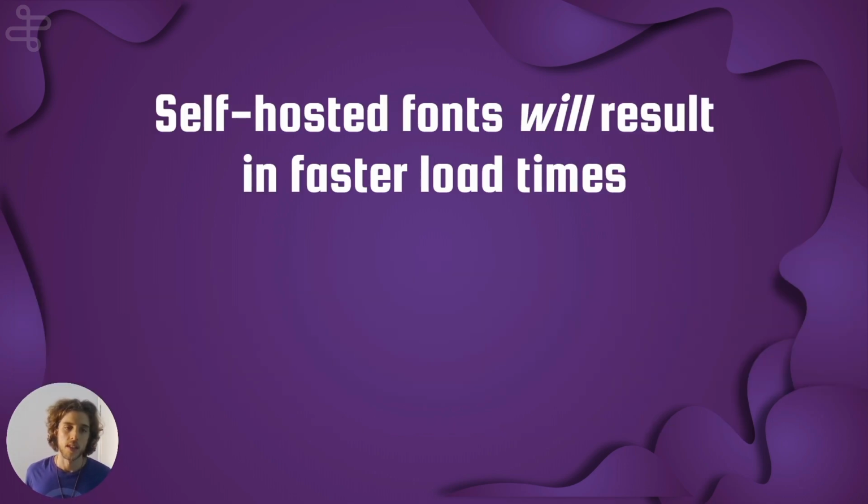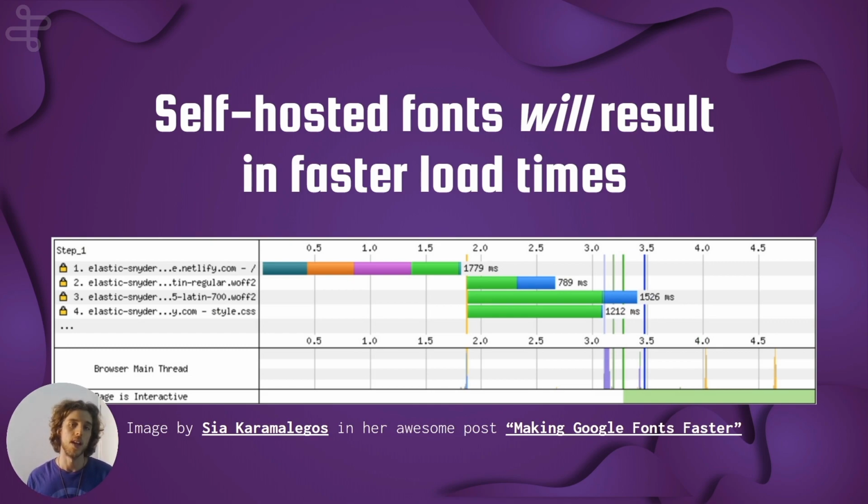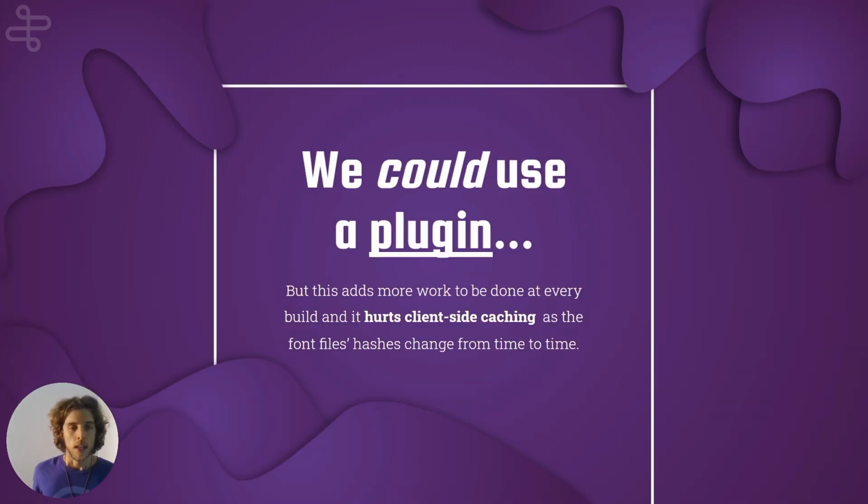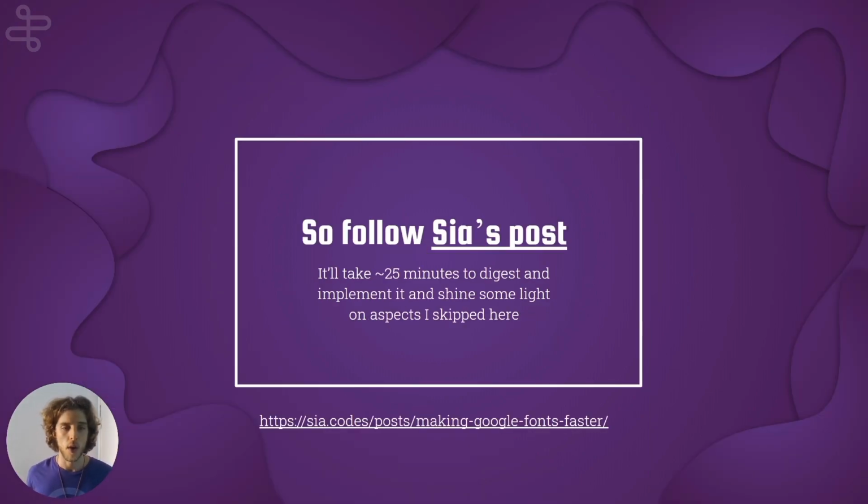And also when we self-host, we reduce that, especially if we inline the font face declarations. We don't even need the separate style sheet anymore. So we're just going straight to our own origin, which is already resolved, to get the font files. And this is significantly faster. We could use a plugin to do that. There is Gatsby plugin prefetch fonts, but this adds an extra build step, and also it hurts client-side caching because it changes hashes every once in a while. So I would follow her post. It takes around 25 minutes just to digest and implement it. It's very quick.